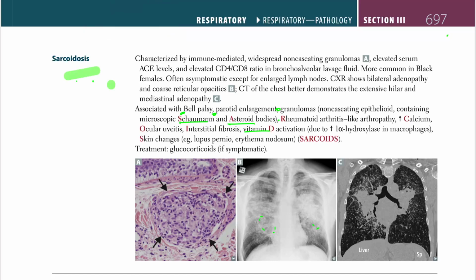Sarcoidosis, in simple words: immune-mediated non-caseating granuloma, increased ACE levels, increased CD4 levels, seen in black females. You will see hilar lymphadenopathy, reticular opacities, and it is associated with sarcoids. Most specific, most high yield: increase in calcium, and that is due to vitamin D activation by 1-alpha-hydroxylase in macrophages. Treatment: glucocorticoids. And that's all for sarcoidosis.